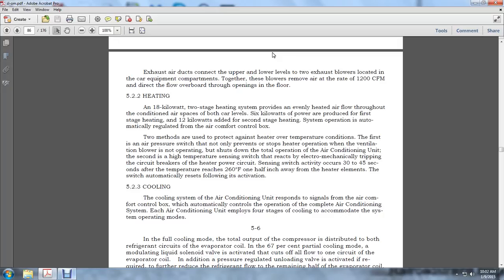Two methods are used to protect against heating over-temperature conditions. The first, an air pressure sensor, prevents heater operation if the ventilation blower is not operating, and shuts down total operation of the air conditioner unit. Second, high temperature sensing that reacts electromagnetically, tripping the circuit breaker. The heating power circuit sensing switch activates 30 to 45 seconds after the temperature reaches 250 degrees Fahrenheit, 1/2 inch away from the heater elements. The switch automatically resets following activation.